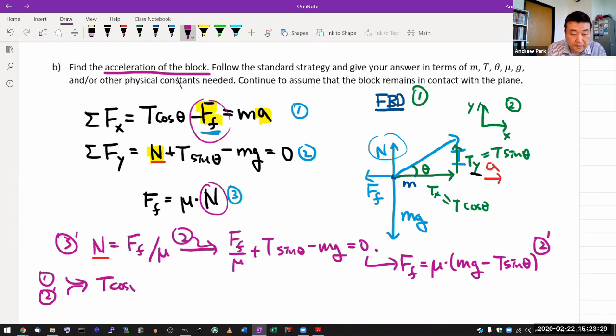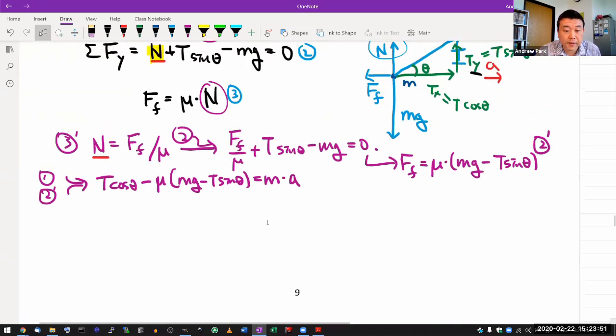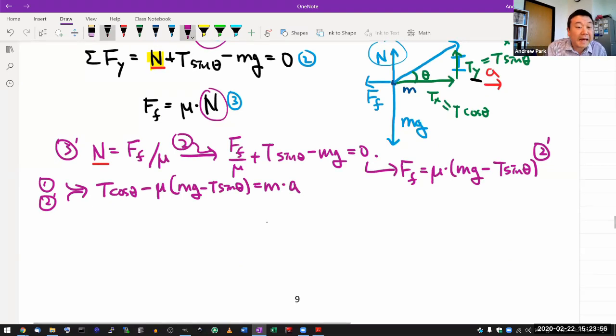T cosine theta minus that complicated expression for friction force, mu times mg minus T sine theta, is equal to mass times acceleration. So all I need to do is solve for acceleration. As I do that, I can simplify this a little bit, so I will. I'm just going to collect like terms, but you don't have to. I'm doing it for the fun of it. So let me solve this for acceleration here. One term I'm going to pull out is all the terms dealing with the tension.